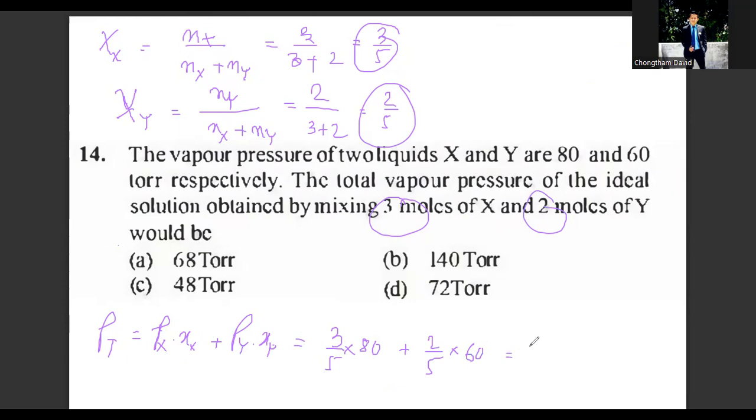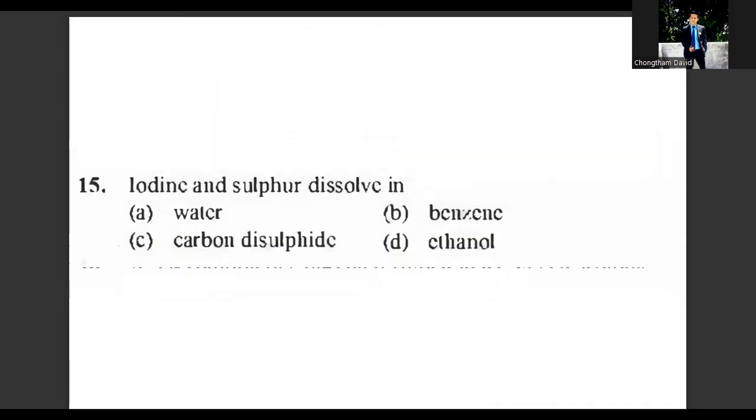So calculate and tell the answer. You have 48 plus 24, that is 72 torr. So in the options you have 72, right? So D is the answer to question number 14. I hope it's clear and understood. Moving on to question number 15. Let us read. Iodine and sulfur dissolve in which of the following solvents? You have to apply the principle of like dissolves like.